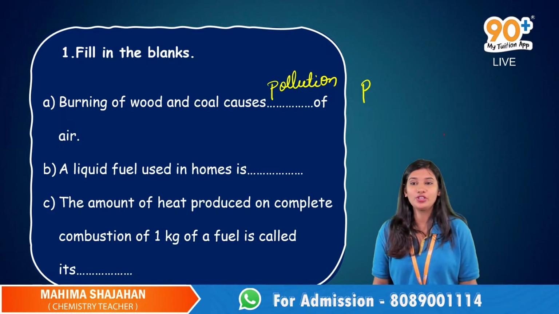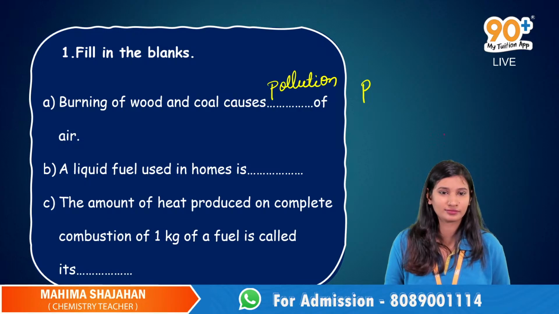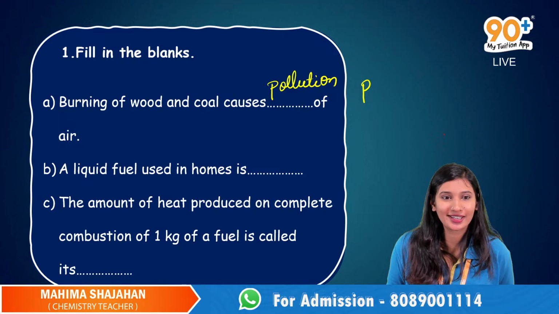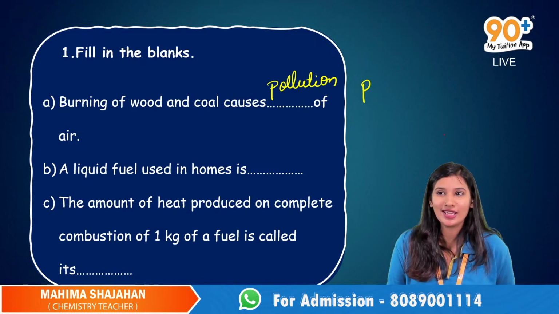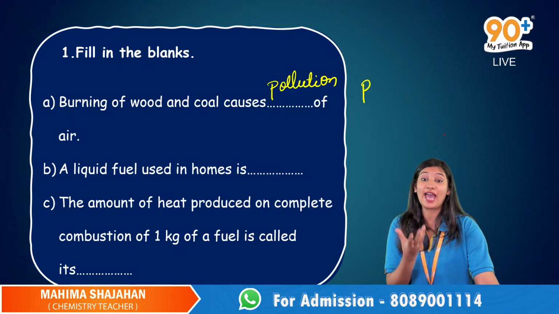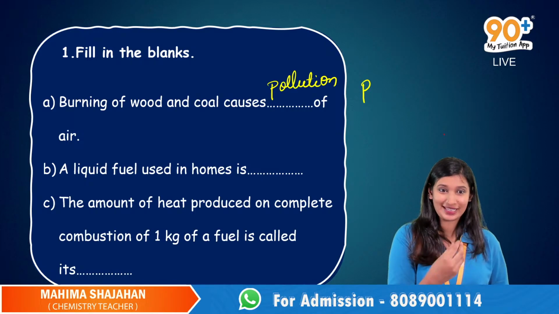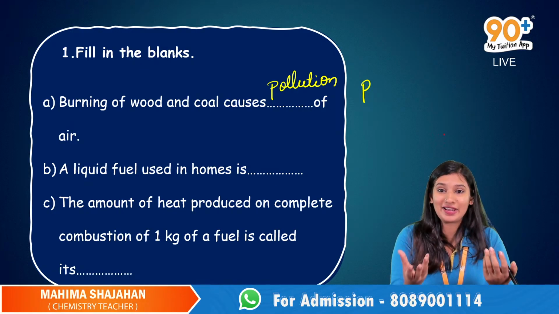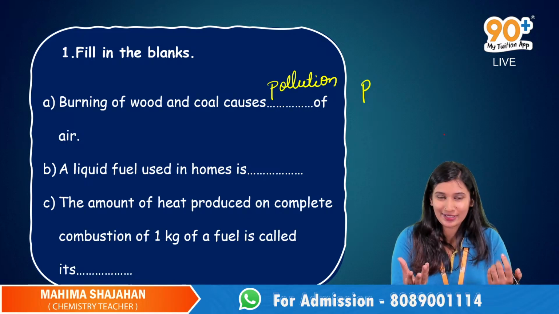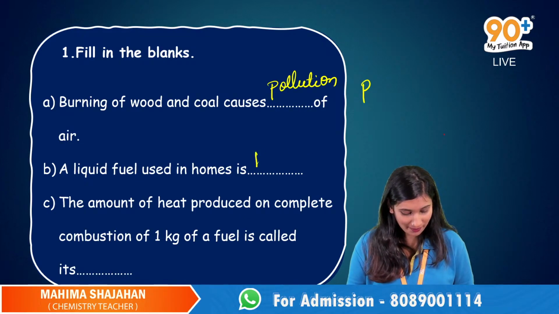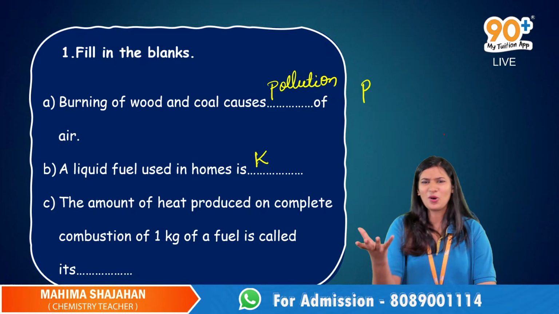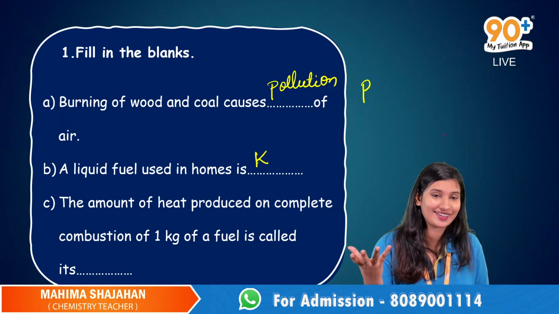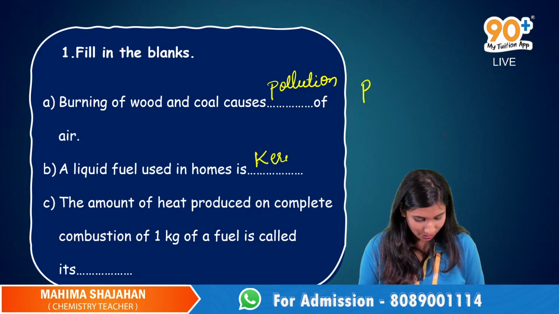The liquid fuel used in homes. Is LPG. Kerosene. What is it? He said LPG. It is actually petroleum gas. Petroleum is liquefied, but still when you light it, it is gas that comes out. Okay. So something starting with K. Do you remember? What is the common one we have in every home? Kerosene. Yes, very good. It is kerosene.